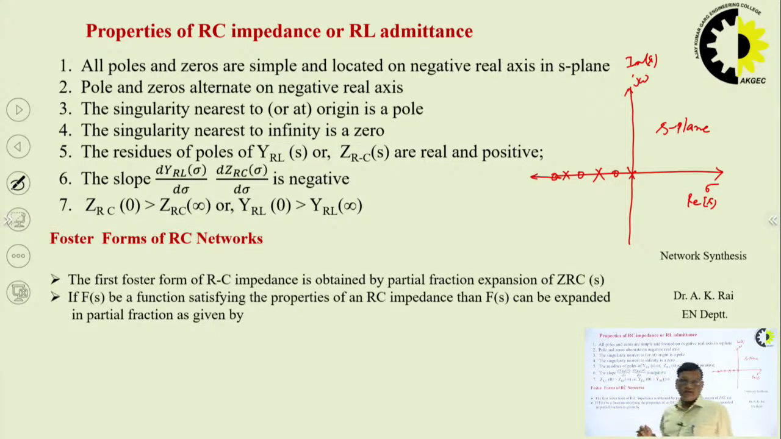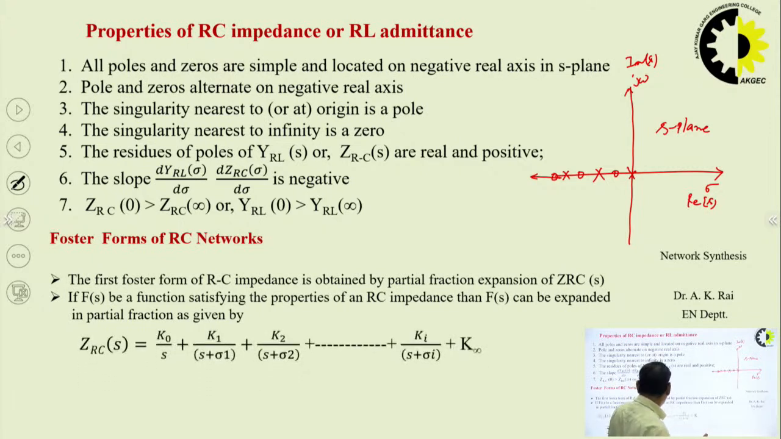So we know that to obtain the Foster forms we apply the partial fraction expansion. So the technique used in the Foster forms is the partial fraction expansion. The first Foster form of RC impedance is obtained by partial fraction of ZRC. So if the function is impedance we go for the Foster first, if the function is admittance we go for the Foster second. So if the function satisfies the property of RC impedance, it can be expanded. So this is the partial fraction expansion of a ZRC impedance function.